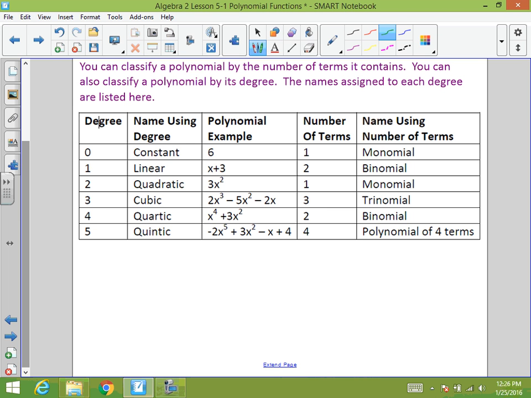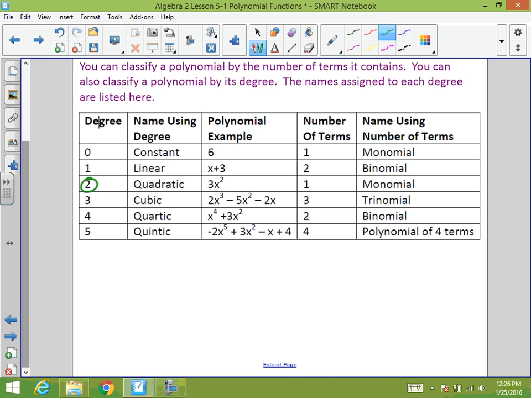If it's linear, it's to the first degree. Degree of 1 means like x plus 3. The exponent on the variable is a 1, and we imply that. We never write out x to the first plus 3. This particular polynomial has two terms, so it's a binomial. If it has a degree of 2, otherwise known as squared, it's a quadratic. We've been talking about quadratics. In this particular case, 3x squared is a quadratic, but it only has one term, so it's a monomial.